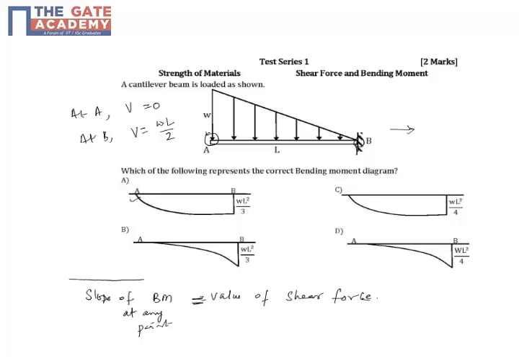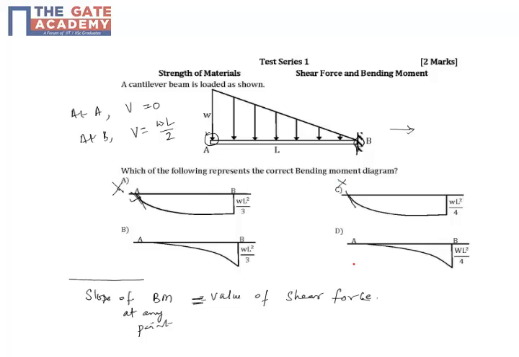Now the slope at A in these curves is finite, right? When you take the tangent, it has a finite angle with the x-axis here also. Whereas in B and D, if you take a tangent, it is 0. The tangent is 0 means the value of the shear force at A has to be 0, and that is true. So A and C are wrong, because the slope has to be 0 at the start, whereas they represent a finite slope. So B and D are correct.